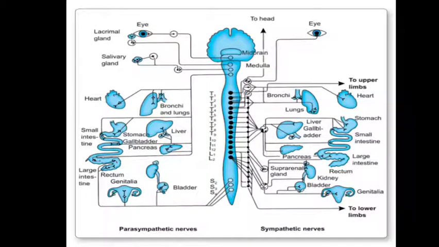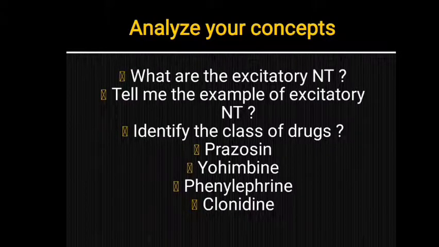This is the basic sympathetic and parasympathetic fiber origin and its innervation to the effector organs. So analyze your concept.